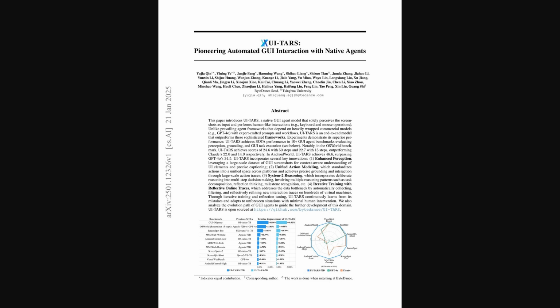We'll be looking at a paper called UI-TARS, Pioneering Automated GUI Interaction with Native Agents. So, what this paper introduces is basically an AI agent named UI-TARS that learns to interact with computer interfaces, graphical user interfaces or GUIs, just by looking at screenshots. What's really interesting is that unlike many current agent frameworks that rely on heavily wrapped commercial models like GPT-4o, UI-TARS is an end-to-end model. And the paper shows it actually outperforms these more complex setups on several key benchmarks.